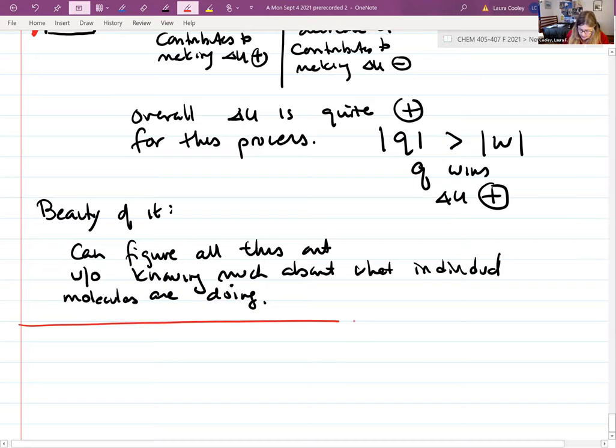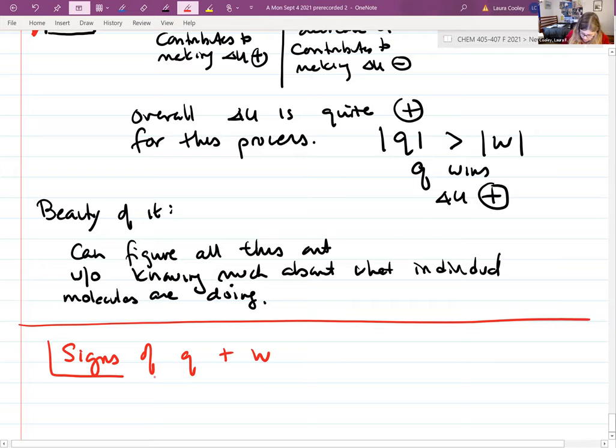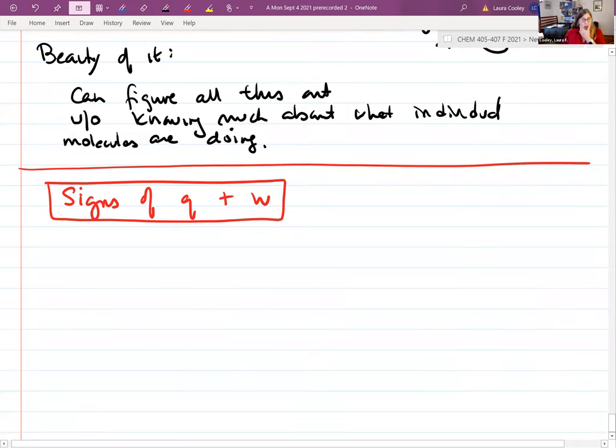Okay, so before I get to calculating what Q and W are, I'd like to talk about the signs of Q and W. The signs are very important, and different fields of science have different conventions for these signs. And in PChem, we care very deeply about these signs. What we do in PChem is we always think about the heat and work from the point of view of the system. What does that mean?